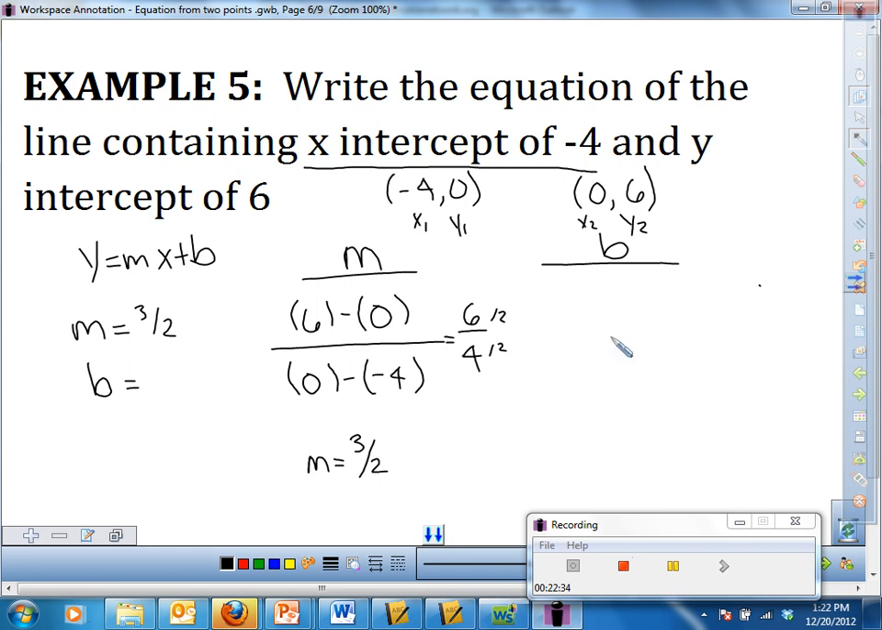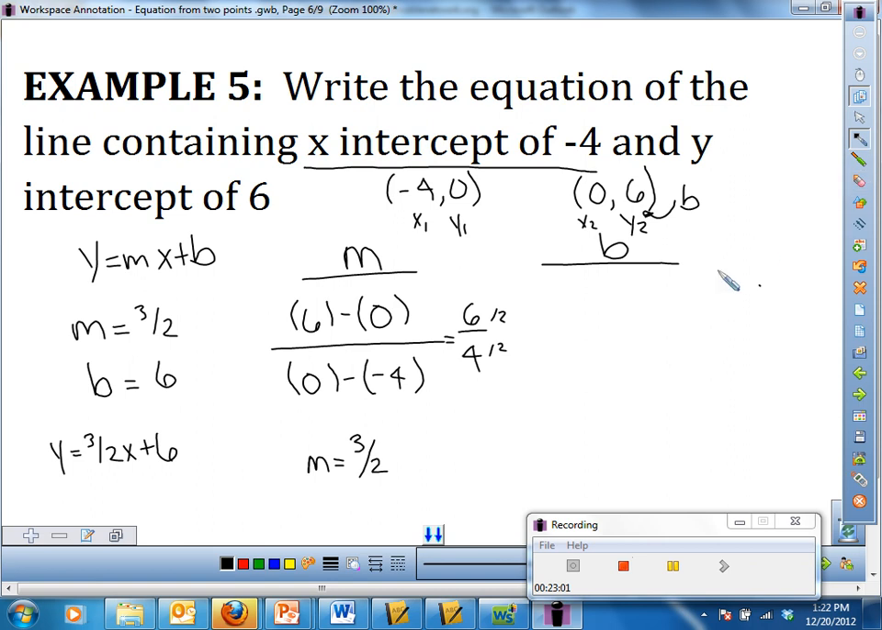Now, again, I can use a shortcut because I have the y-intercept of 6. When my x is 0, this is b. So I know that b is 6. So I'm going to go ahead and write my equation. Y equals 3 over 2x plus 6.